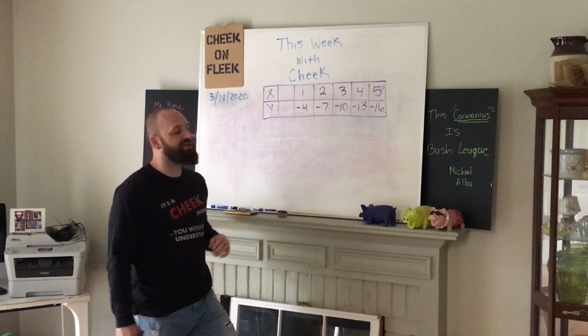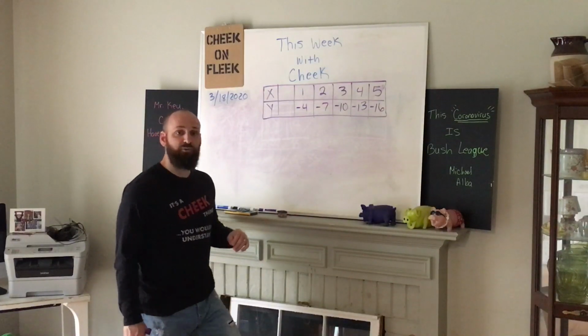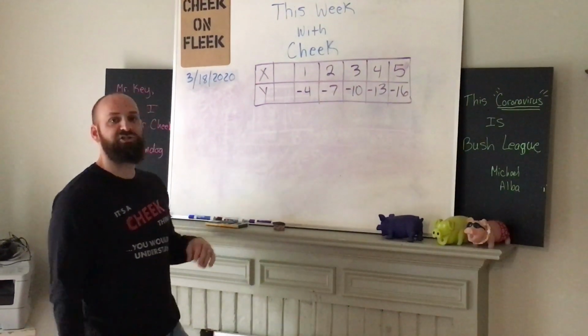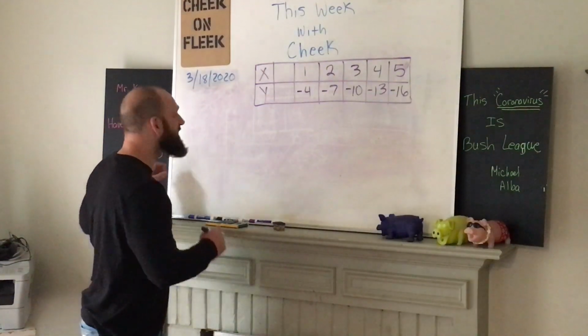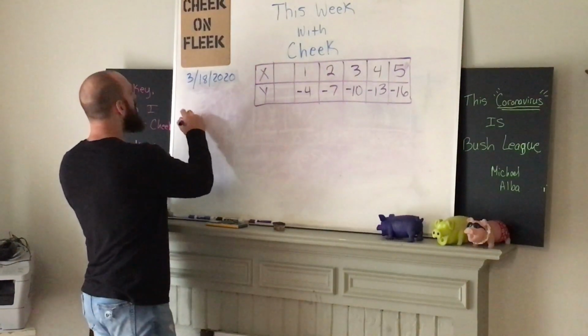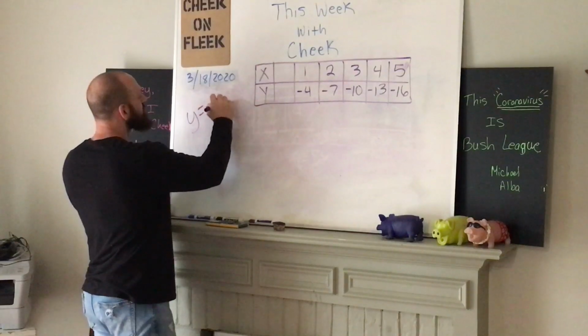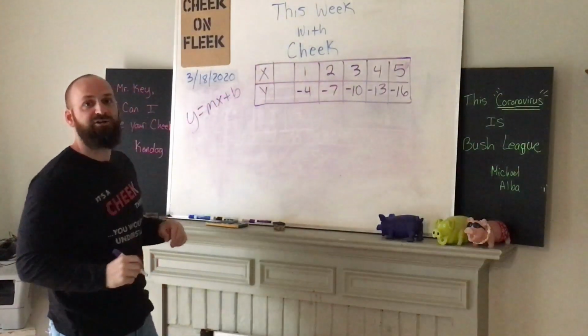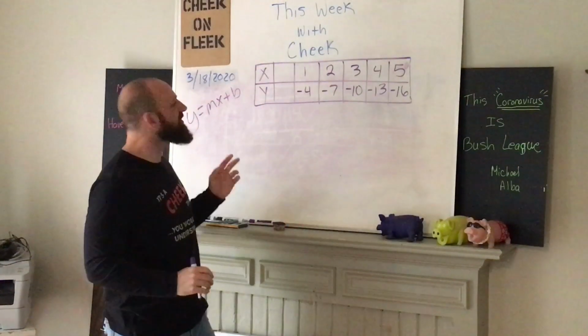So again, we're looking at a table of values representing a linear function, and we want to write an equation in slope-intercept form. Again, we've talked about that. That is y equals mx plus b, where m is representing our slope and b is representing the y-intercept.